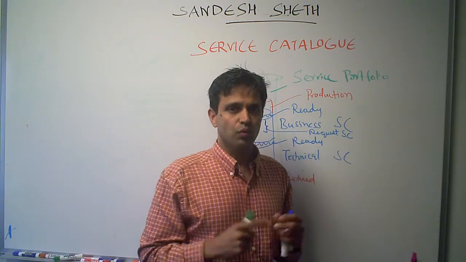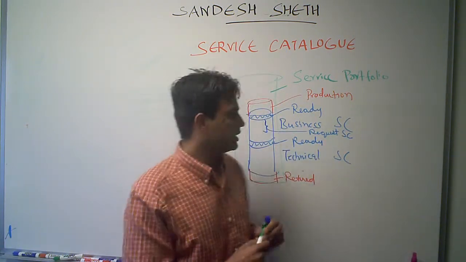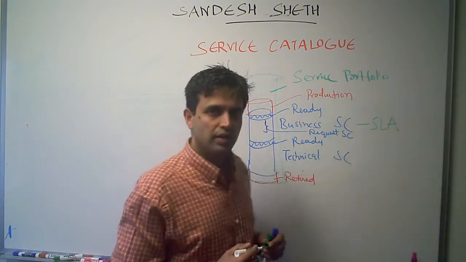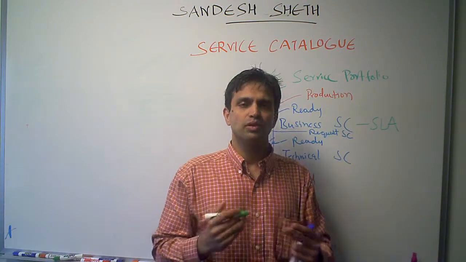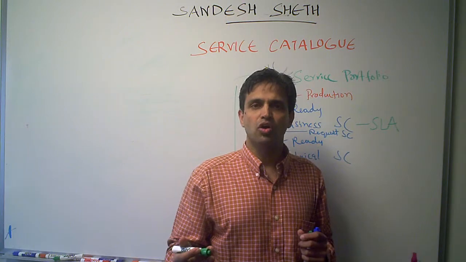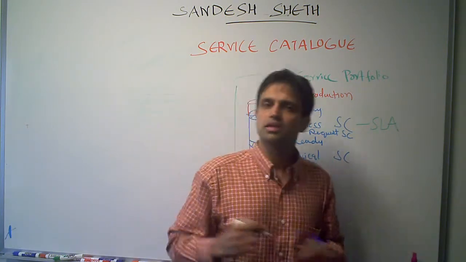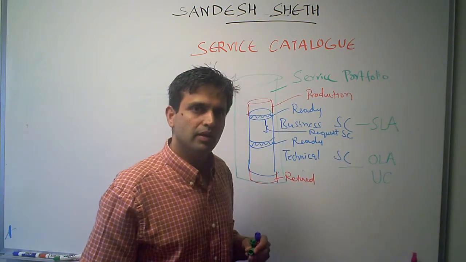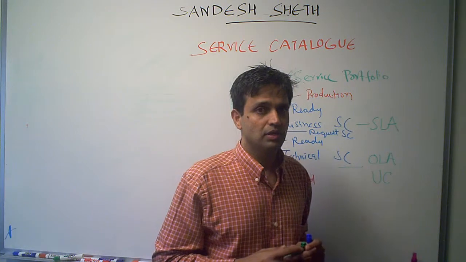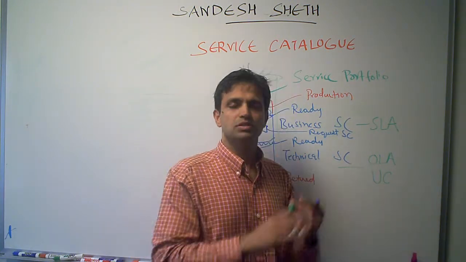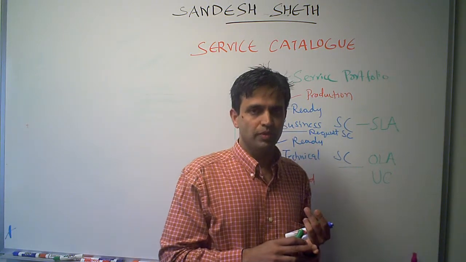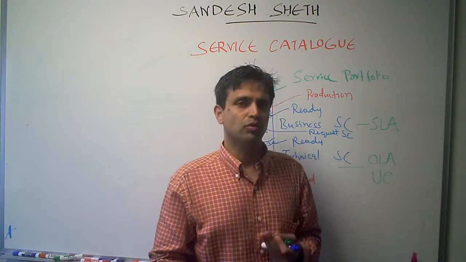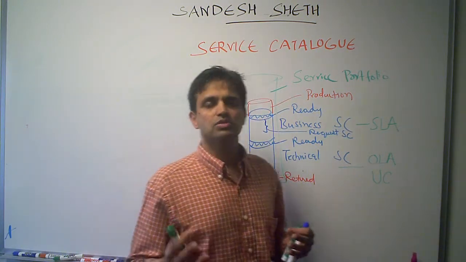The service level agreements which the IT department makes with the end user are typically based on the business service catalog. And the operating level agreements within the internal IT departments and the underpinning contracts of the IT department with the external service providers are a part of the technical service catalog. The service portfolio would comprise of service strategy, this is what the service is supposed to do, the service design, this is how it is going to do it, service transition, this is how we would put it into implementation, service operation, and continual service improvement.